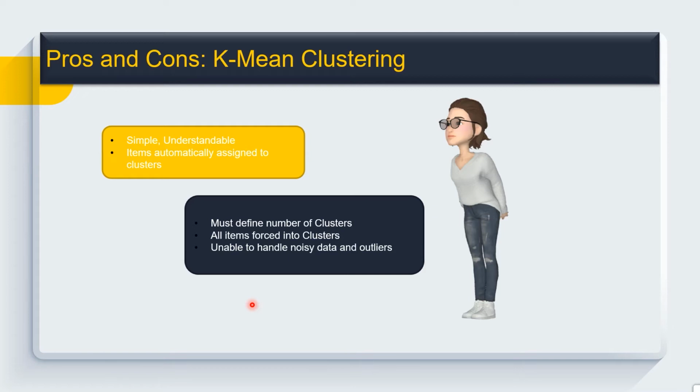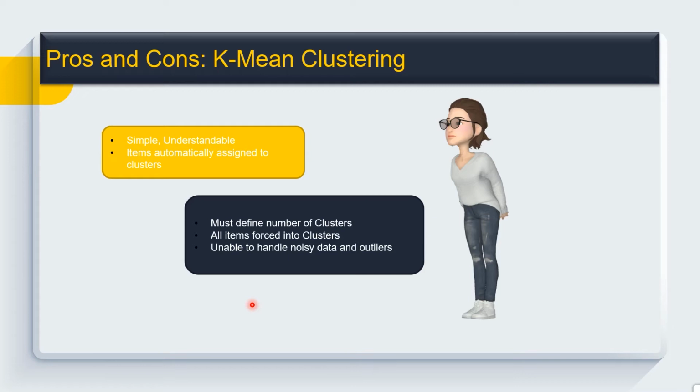So typically people do not clean the data for k-means clustering. Even if they clean it, there is still some noise and outlier data, which affects the whole model. So that was all for k-means clustering.